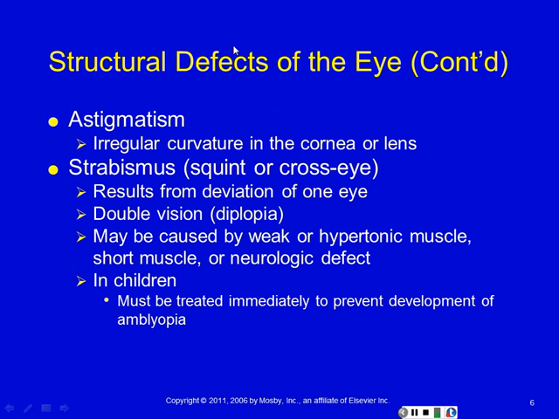Some other structural defects of the eye. Astigmatism is relatively common. Probably some people in here have an astigmatism. This is just where the cornea or lens are not optically perfect. In optics, the shape of the thing means a lot to how the light bends. So in astigmatism, there's an irregular curvature or an irregularity in either the cornea or the lens.